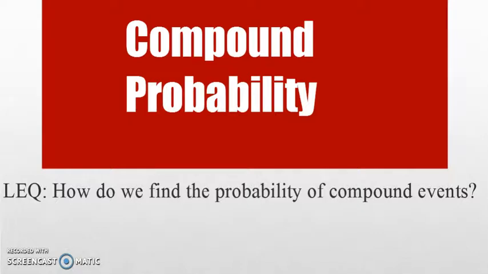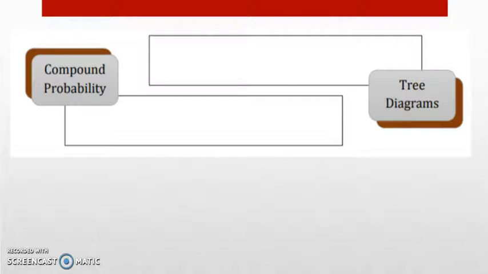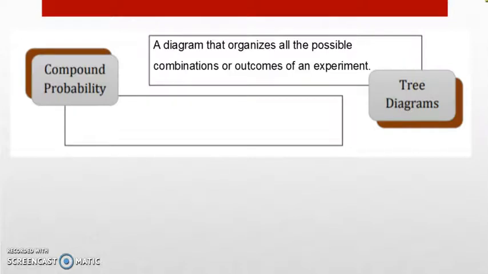Compound probability. A tool that is really helpful when solving compound probability problems is tree diagrams. A tree diagram is something that organizes all the possible combinations or outcomes of an experiment. You will have a list of every single combination that experiment would give you. And compound probability is the likeliness of two or more events occurring.